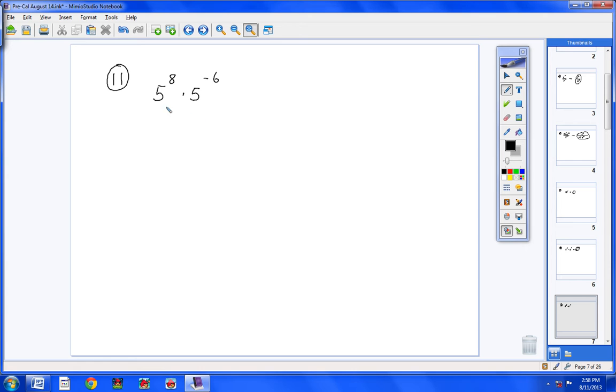Okay, same thing, number 11. My base is a 5. My base is a 5. So we are multiplying like bases. So whenever you're multiplying like bases, you write the base how many times? You write it once, and you add the exponents. So 8 plus negative 6 would be 2. 8 plus negative 6 is 2. And of course, 5 to the 2nd power is 25. So there's your answer. All right. Hopefully this is making sense.